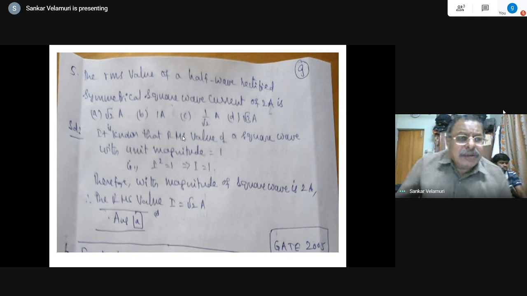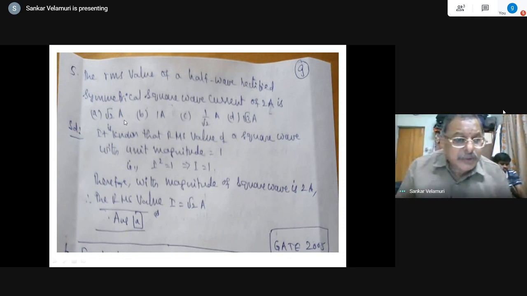Okay. So anyway, the RMS value of a half wave rectified symmetrical square wave current of 2 amps is: root 2 amps, 1 ampere, 1 by root 2 amps, root 3 amps. I repeat the statement of the problem. You can take 15 seconds for understanding the question, and by memory or virtue of your knowledge, you should be able to get the answer by now. So that is how the small simple problems are like this. Okay. So the RMS value of a half wave rectified symmetrical square wave current of 2 amperes is root 2 amps, 1 ampere, 1 by root 2 amps, and root 3 amperes.